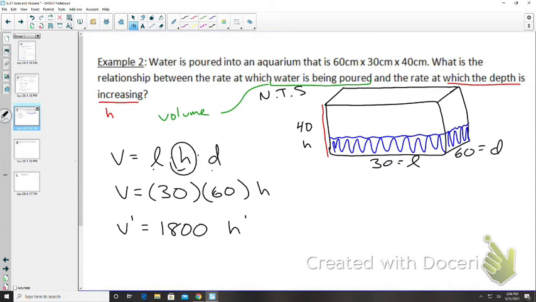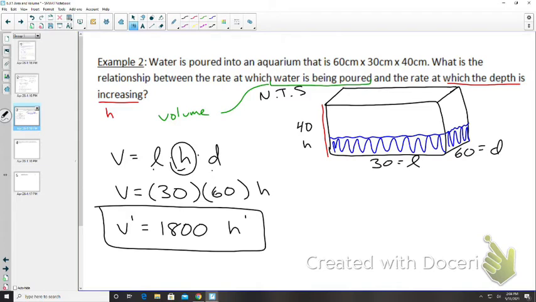Okay, good. So what is the relationship between the rate at which water is being poured and the rate at which the depth is increasing? Have we solved it? Yes, the relationship all together. And that's really all that we're being asked here. It says what is the relationship, and this is it. This is the relationship right here.